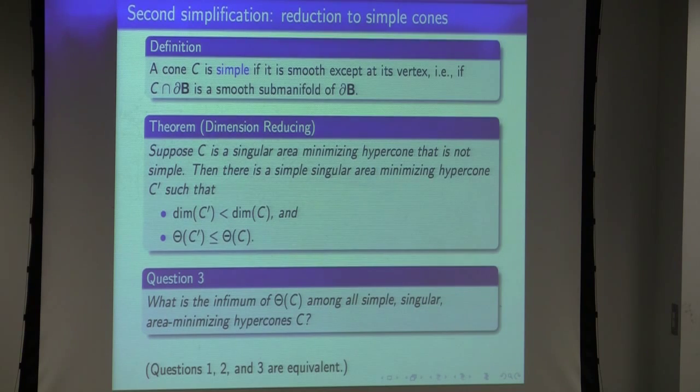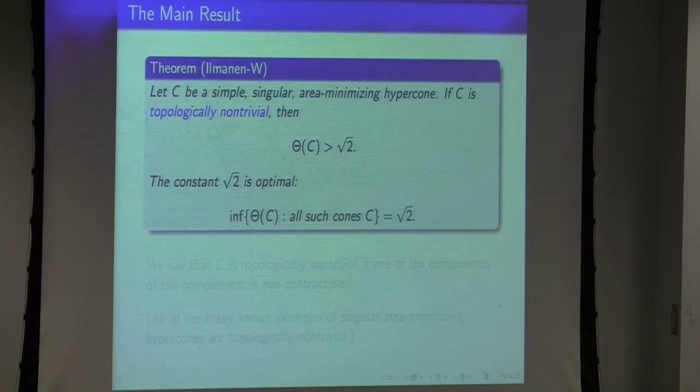Okay, so Tom and I haven't been able to settle that, but we can give a sharp result under one hypothesis. So the main result is, suppose you take a simple singular area minimizing hypercone. The extra hypothesis we have to assume is that it's topologically non-trivial, which I'll explain in a minute. But the theorem says if you take such a hypercone, if it's topologically non-trivial, then the density is strictly greater than square root of 2. And furthermore, that is optimal. In other words, that really is the infimum among all simple area minimizing, topologically non-trivial cones: it is exactly square root of 2.